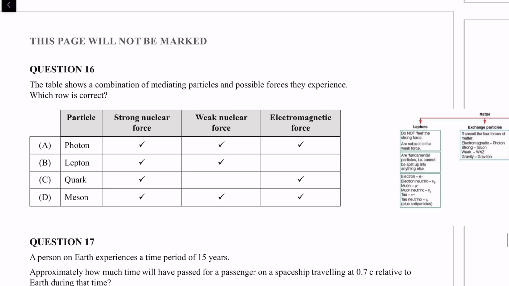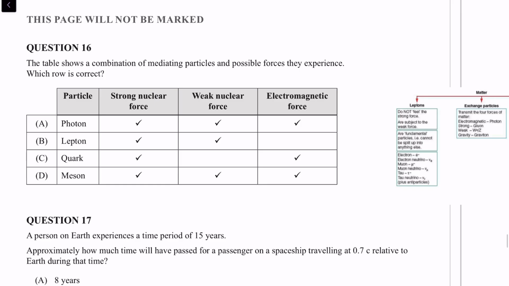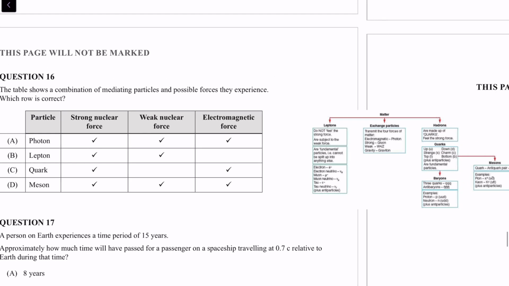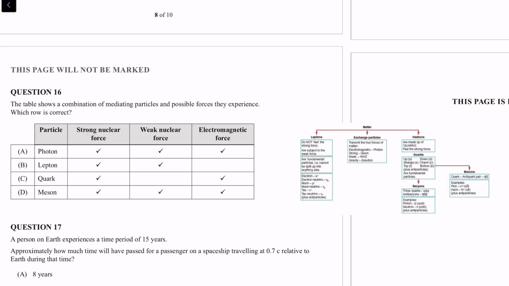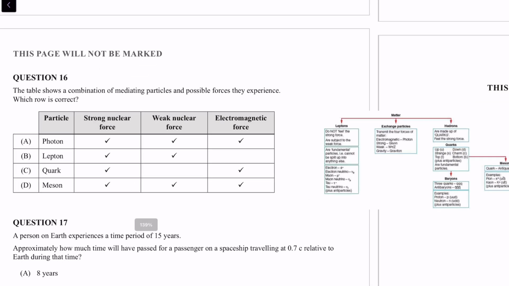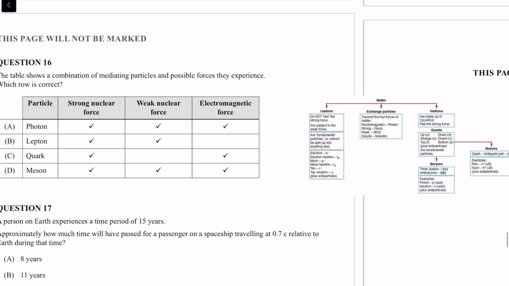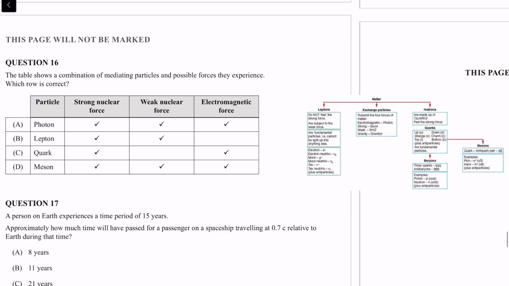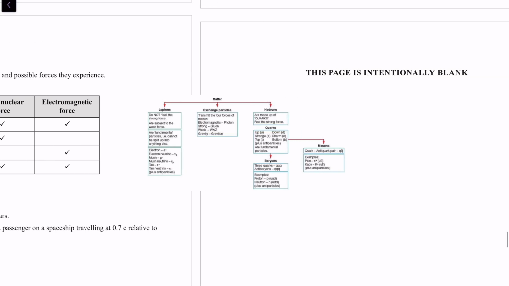Question 16, standard model. It really is just rote learning at this point. You learn it and then just forget about it after. I didn't really remember much, to be honest, with 100% accuracy on standard model, which is why I have a diagram here.